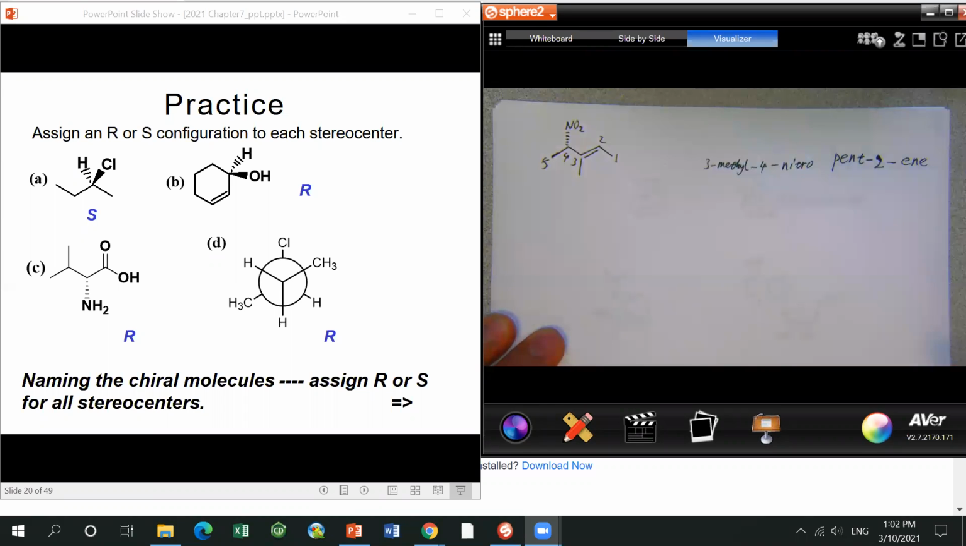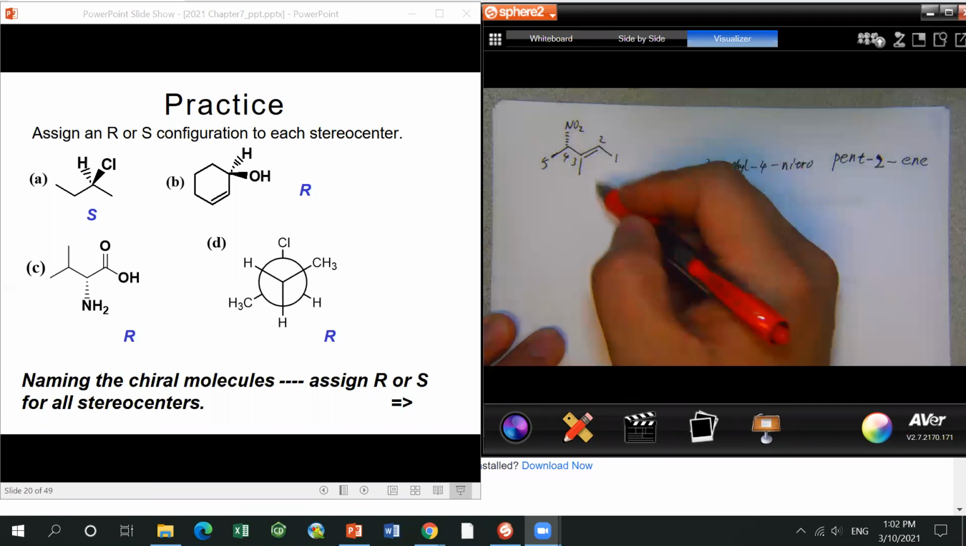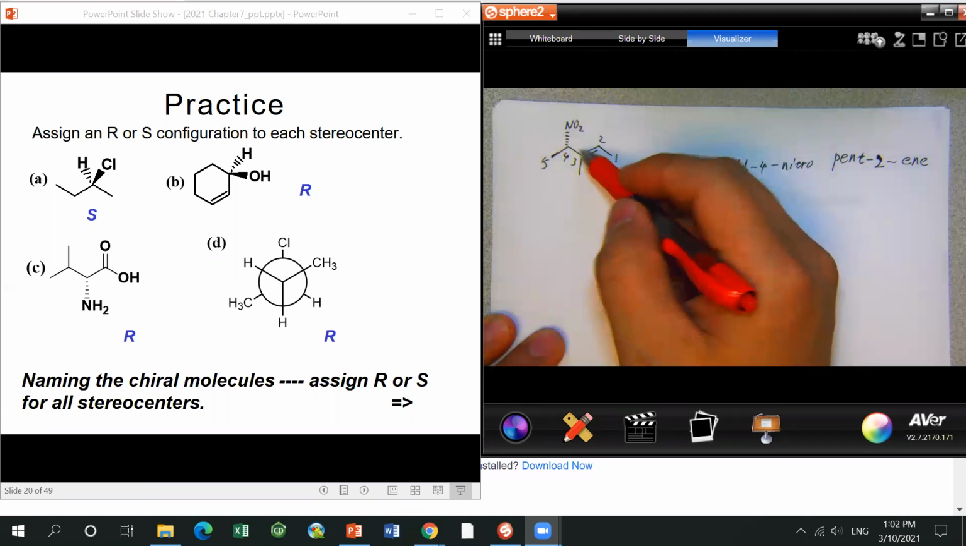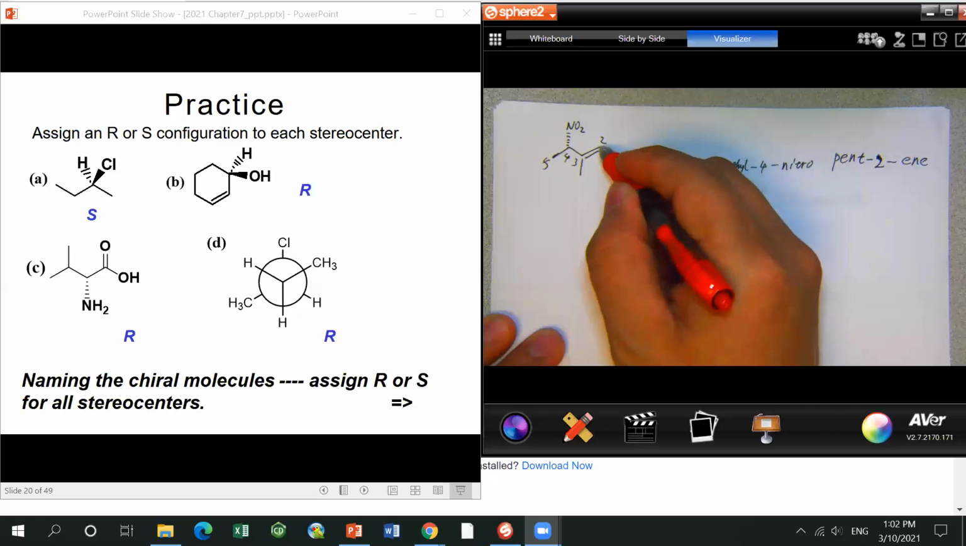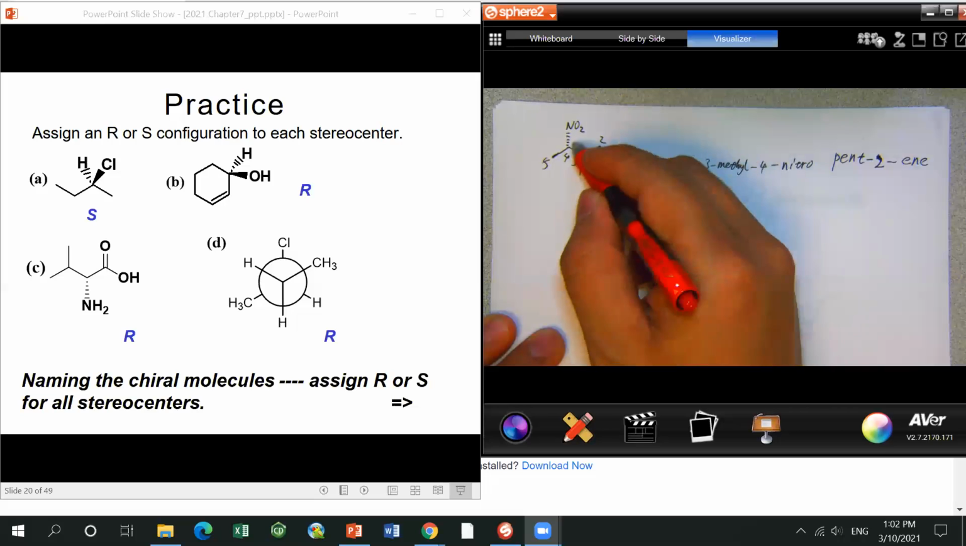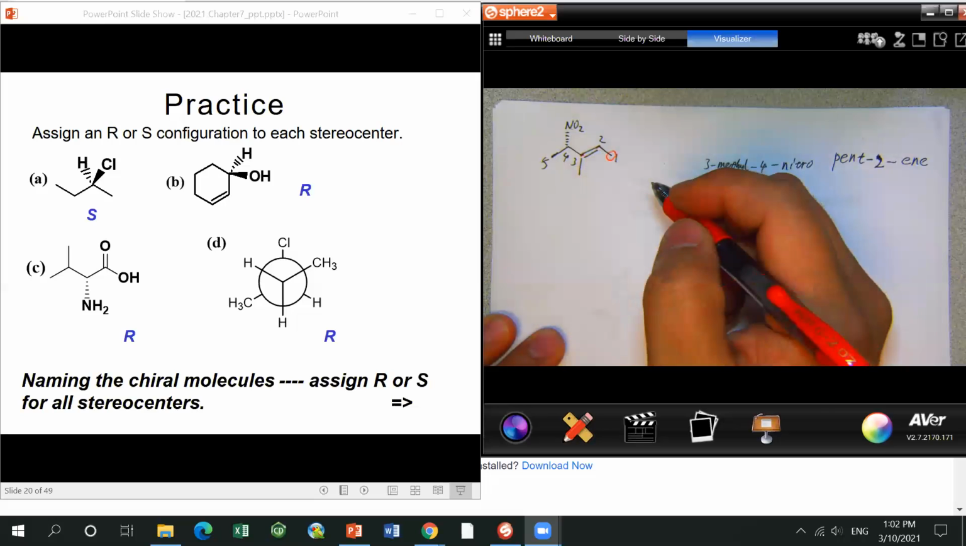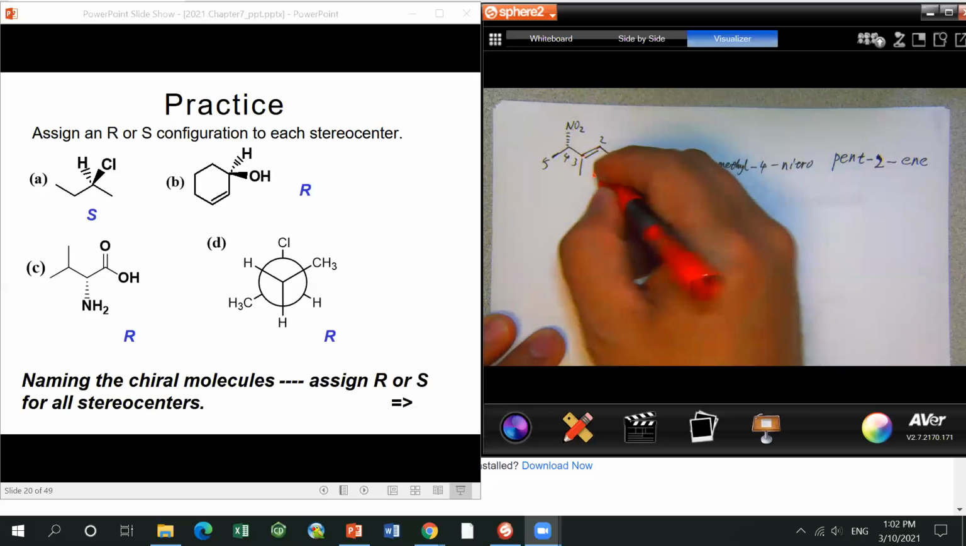All right, so now we need to take care of the stereochemistry. For this double bond, we need to compare the higher priority group on the left carbon and on the right carbon. For the right carbon, this is the higher priority group. We see they are on different sides of the double bond, so that's E.